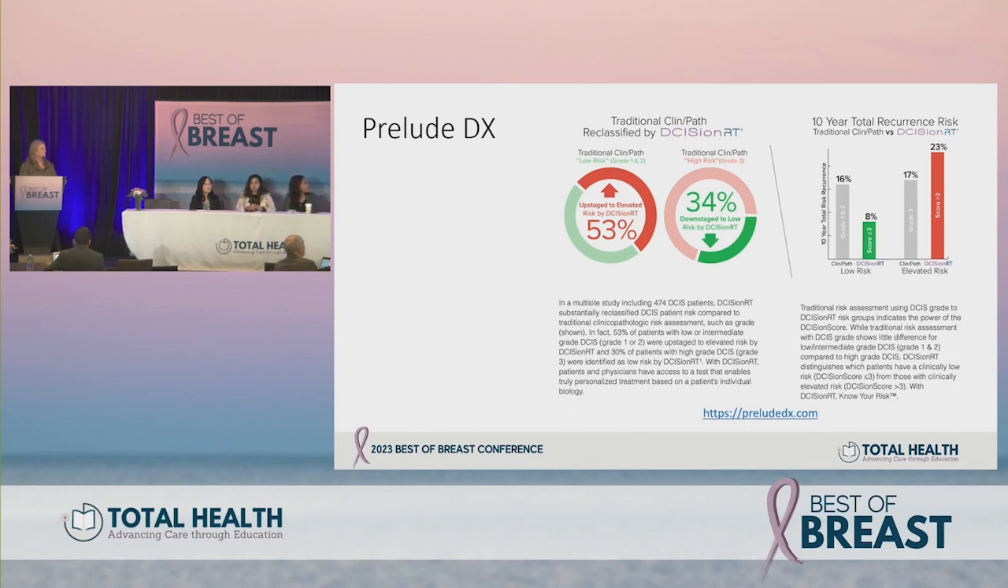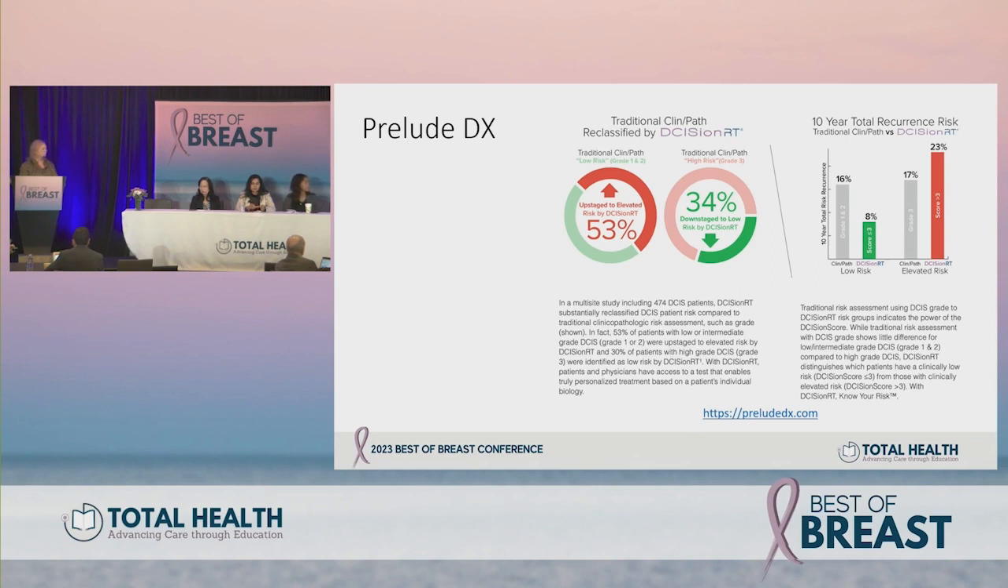clinicopathologic low risk, up to 50% of them were actually upgraded to be considered high risk based on their DecisionRT assay. And then similarly, when they looked at patients who would have been clinicopathologic high risk, similar to our patient, a young woman with high-grade DCIS, more than a third of them were actually genomically low risk, suggesting that we may be able to forgo radiation in those patients.